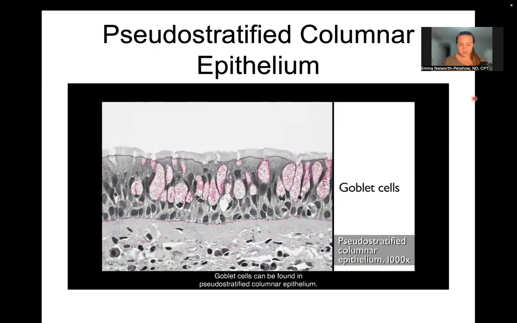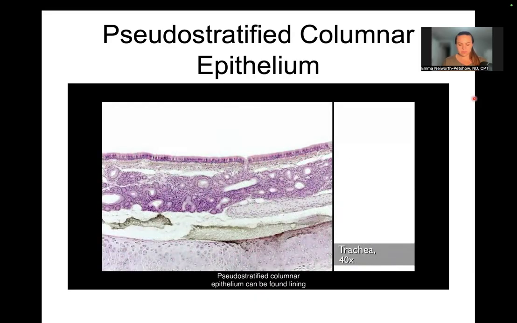Goblet cells can be found in pseudostratified columnar epithelium. Goblet cells produce mucus. This tissue may also have cilia that project into the free surface. The cilia move the mucus produced by the goblet cells across the surface in one direction. Pseudostratified columnar epithelium can be found lining areas devoted to respiration, such as the nasal cavity and bronchi.